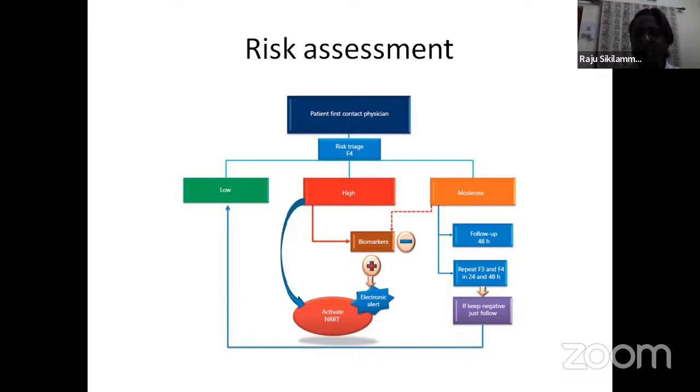If it's moderate, we have to follow for 48 hours and repeat the F3, F4, that is the physical examination and laboratory tests, at 24 to 48 hours. If it's negative for F3 and F4 at 48 hours, we label it as low. If it's high criteria, assess for biomarkers. If biomarkers are positive, send an electronic alert and inform the nephrology rapid response team.